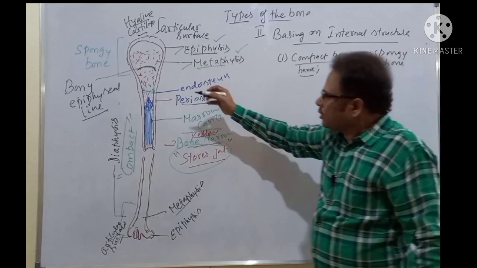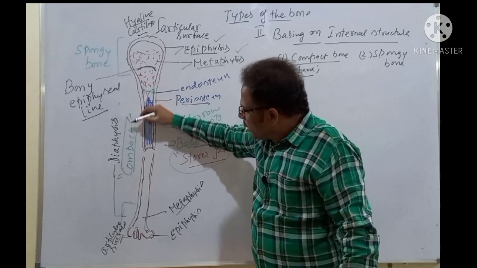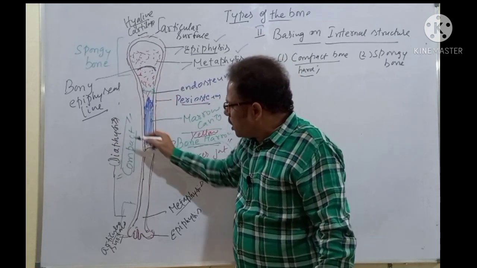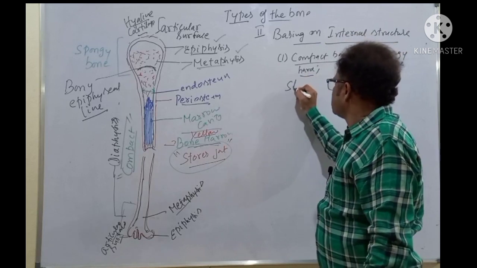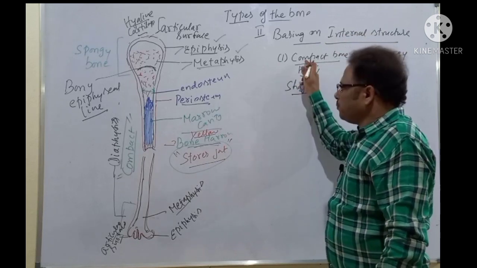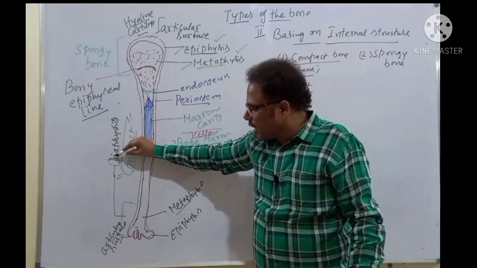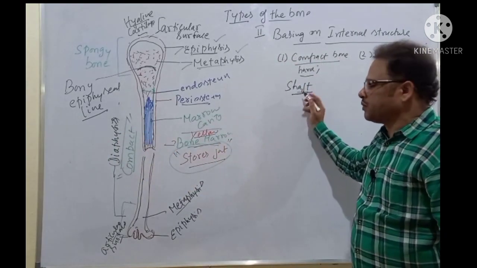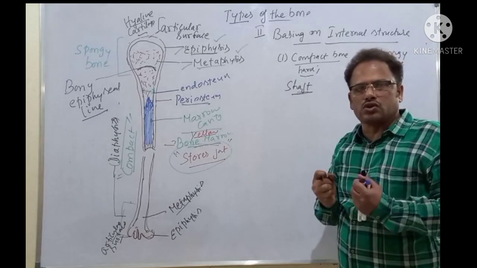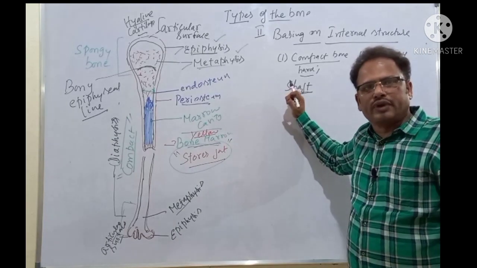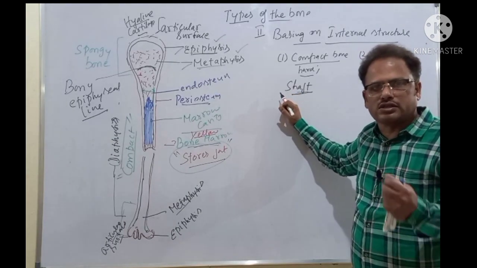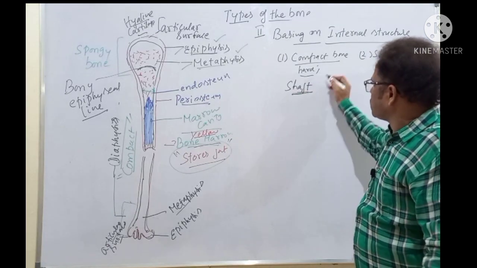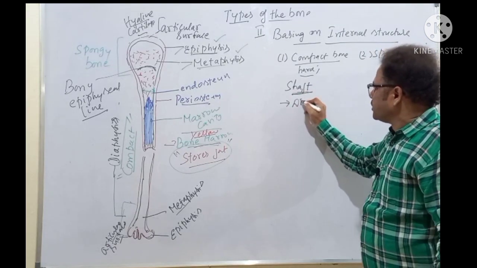See here, I told you just now that compact bone is corresponding to which one? The diaphysis, which is also called the shaft. The compact bone is very compact, very tough, very solid. Human beings can't break this one. That's why I say compactness is there, formed by the dense lamellae. So this is corresponding to the diaphysis.